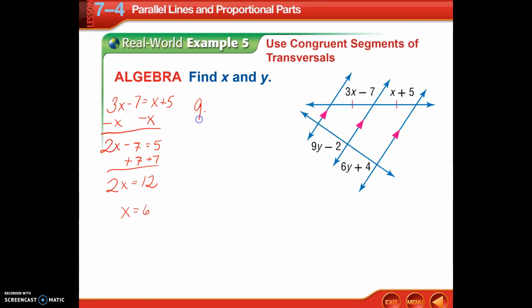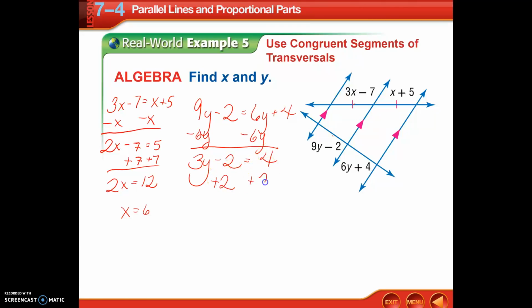And we can do the same thing. Since these are equal, then these two are equal to each other. So 9y minus 2 equals 6y plus 4. Subtract 6y. 3y minus 2 equals 4. And add 2. 3y equals 6. Divide by 3, y equals 2.